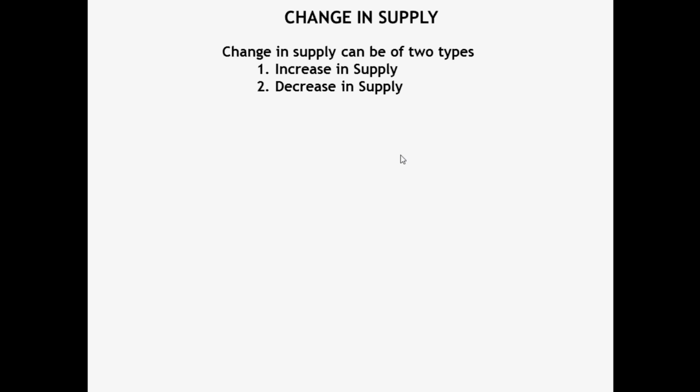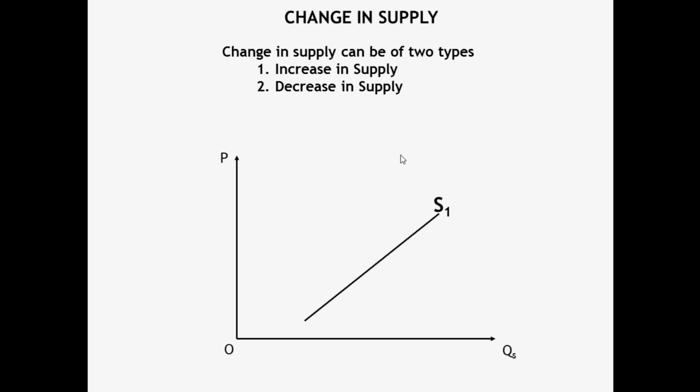We can explain these two types of change in supply using a figure. Here, the initial supply curve of a product is shown. At point A, the price of the product is P1, at which Q1 amount of the product is sold.